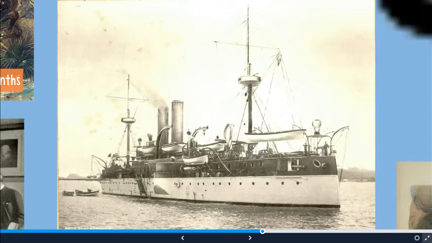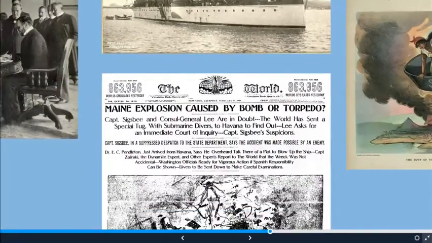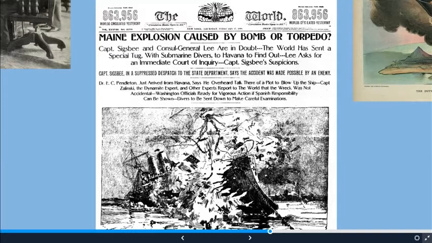The problem is that shortly after it's in Havana Harbor, it explodes. And so here we have a newspaper article where the headline is "The Maine Explosion Caused by a Bomb or Torpedo." And this was front page news in the United States. The explosion of the USS Maine automatically became something that was really controversial and created a lot of debate, not only in the United States, but also in Spain. And the question was, what caused this ship to explode?